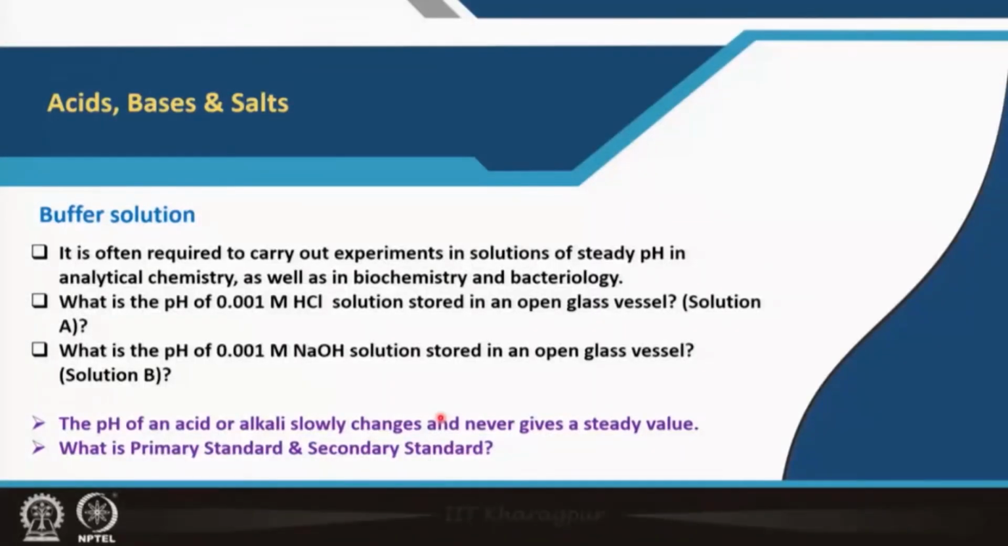In this lecture I will cover mainly the buffer, the mechanism of buffer action and how to select the buffer. Buffer is very important in chemistry in maintaining the pH. It is often required to carry out experiments in solution of steady pH. It is very useful in analytical chemistry as well as in biochemistry and bacteriology.